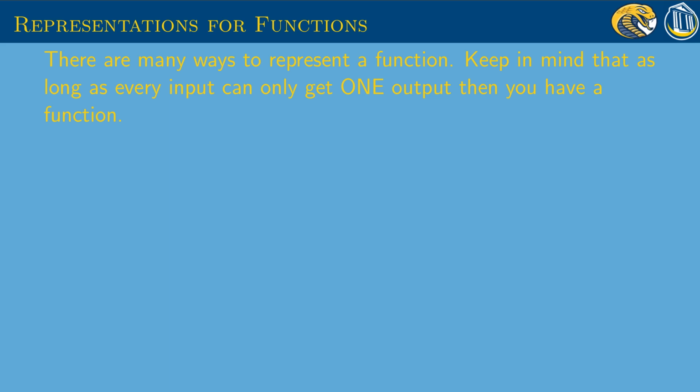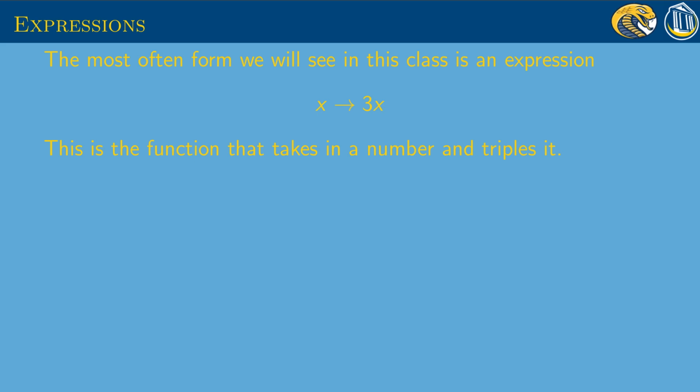Now, there are many different ways to represent functions. We've already seen a couple of them. And all of these different ways that we're about to describe are valid as long as each input can only have one output. Let's look at a few examples. The most often form we'll see in class is an expression. If our input is x, our output is 3x, as an example.